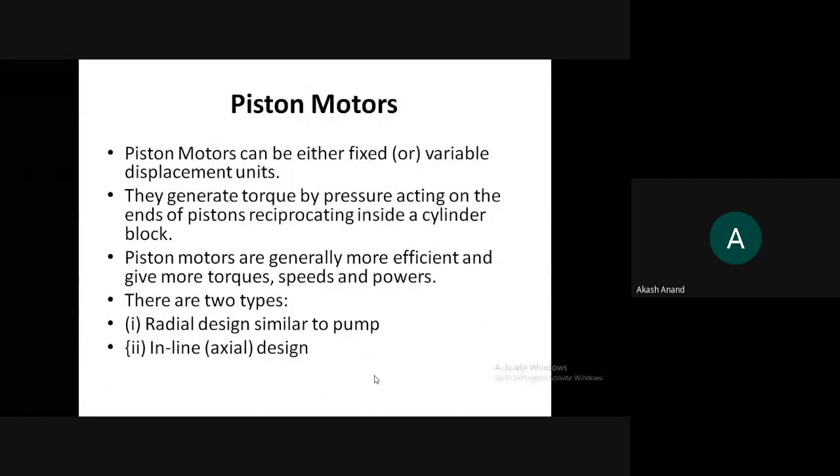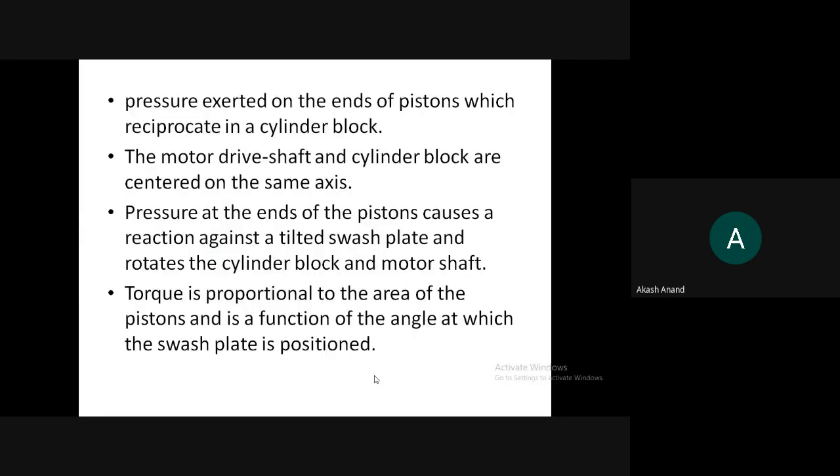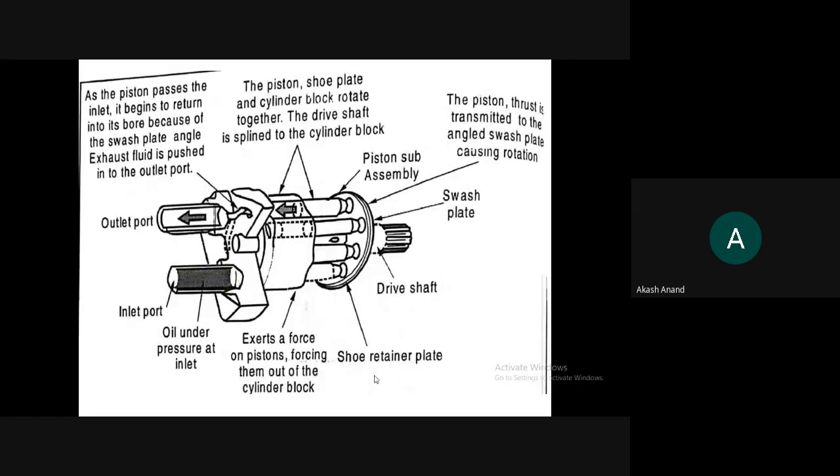So the third type of rotary motor is the piston motor. Piston motors can be either fixed type or variable displacement type. This is the figure for a piston motor.